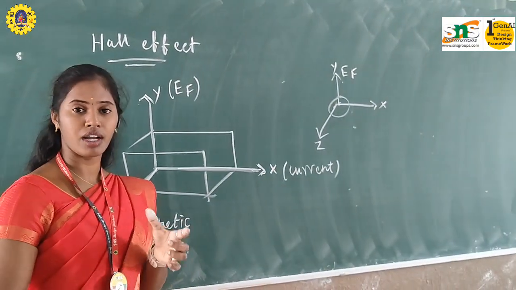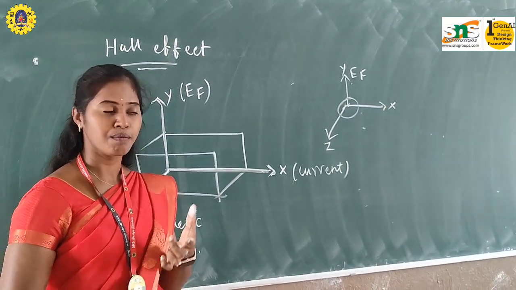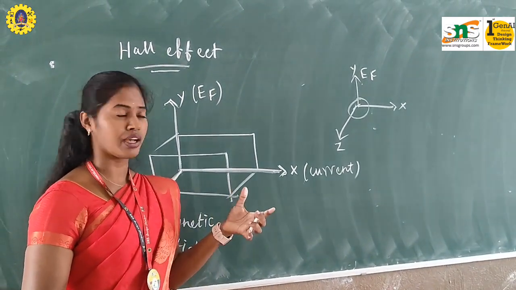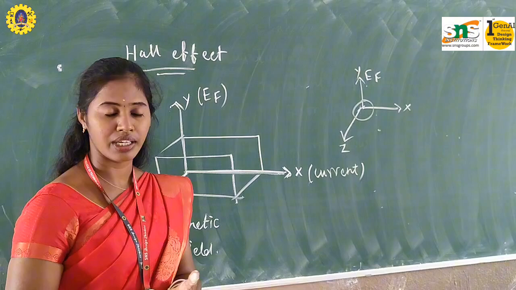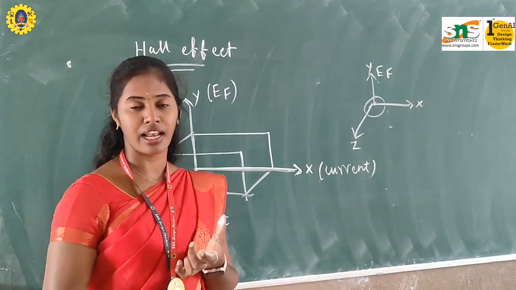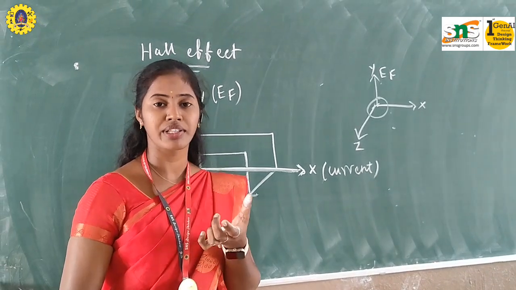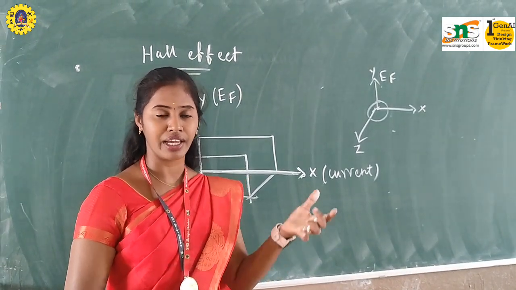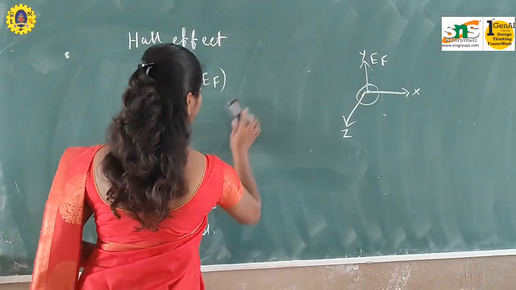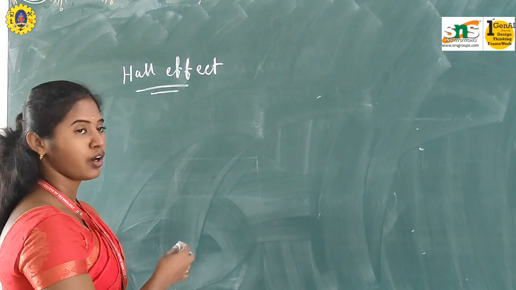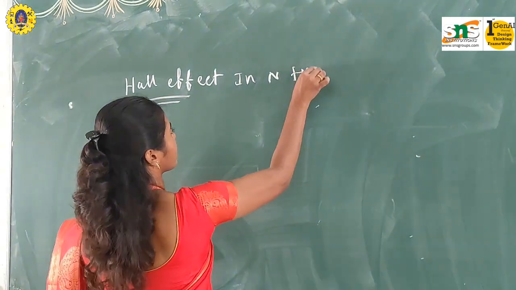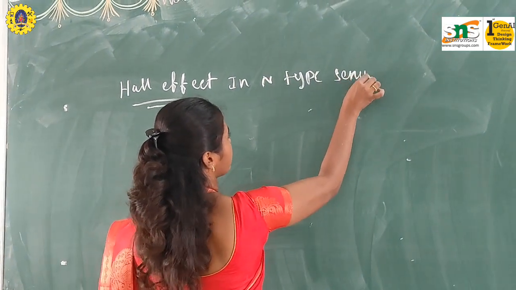In the Hall effect we have two types of semiconductors, P-type semiconductor and N-type semiconductor. Now we are going to see N-type semiconductors. In N-type semiconductor, the majority charge carriers are electrons. How the electrons act as the charge carriers will be seen in this video. Now we will see the Hall effect in N-type semiconductor.